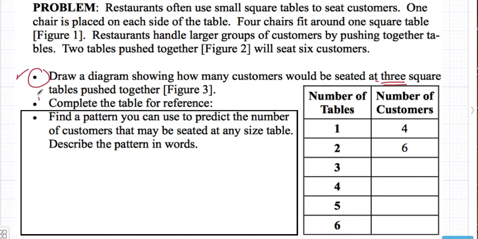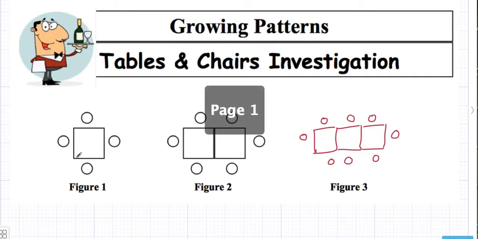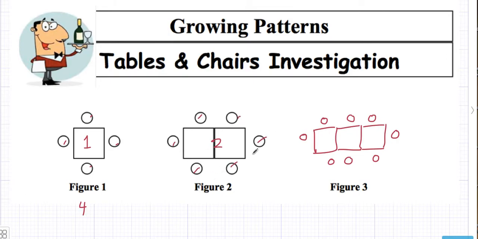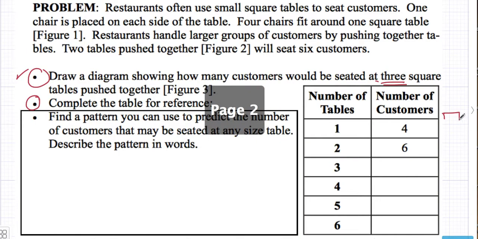Next one, it says complete the table for reference. Now this is the table here. Now this table is actually a table of tables, which is a table that tells you how many tables you have. So this is the number of square tables, 1, 2, 3, 4, 5, 6, and how many customers can sit around the table. So you can see here that with 1 square, you've got 4 customers. 1, 2, 3, 4. With 2 squares, you've got 1, 2, 3, 4, 5, 6 customers. And with 3 squares, you've got 1, 2, 3, 4, 5, 6, 7, 8 customers. So we can put 1 is 4, 2 is 6, 3 was 8 customers.